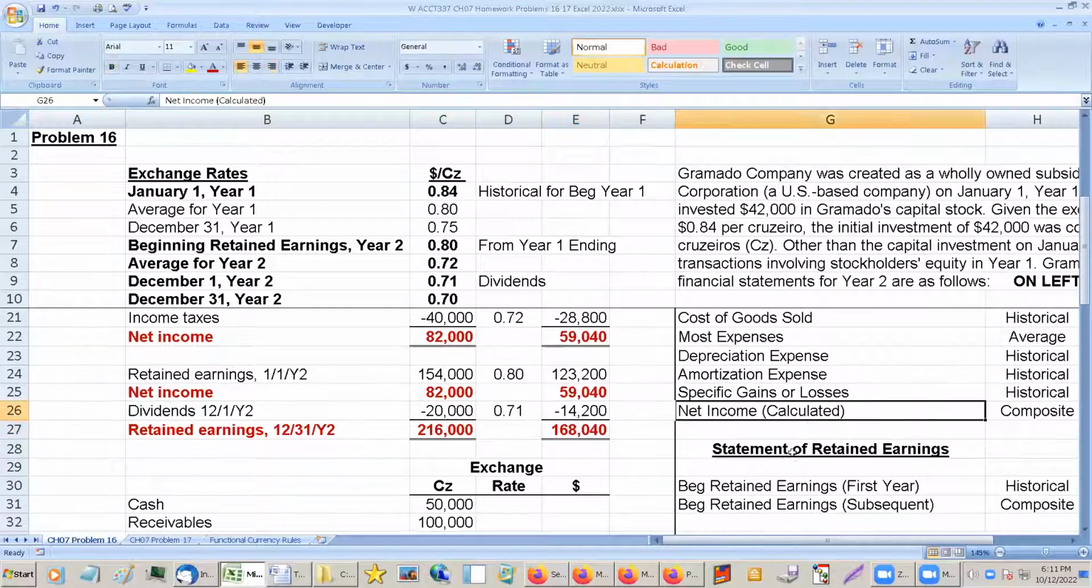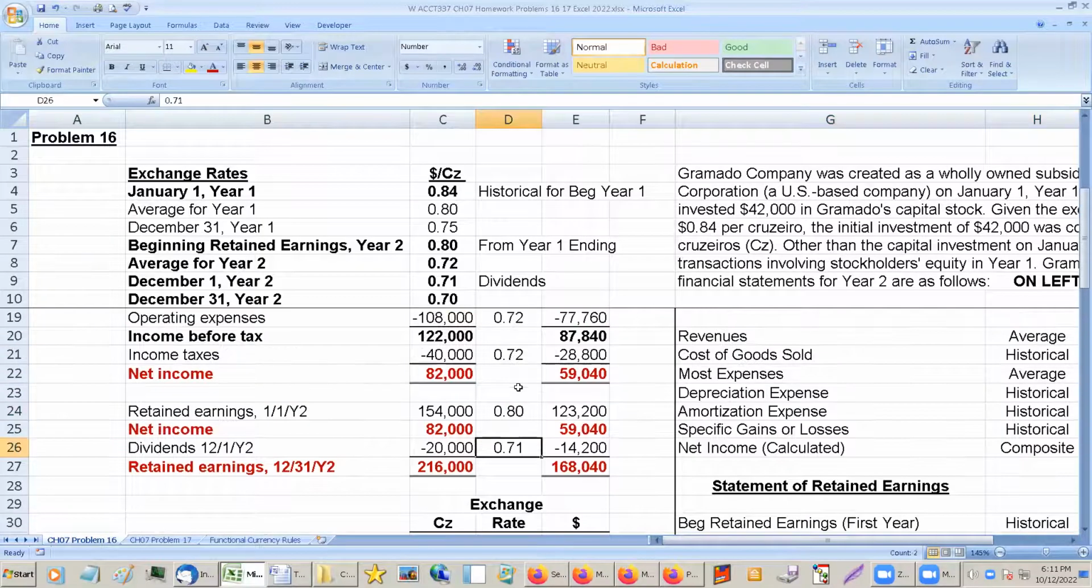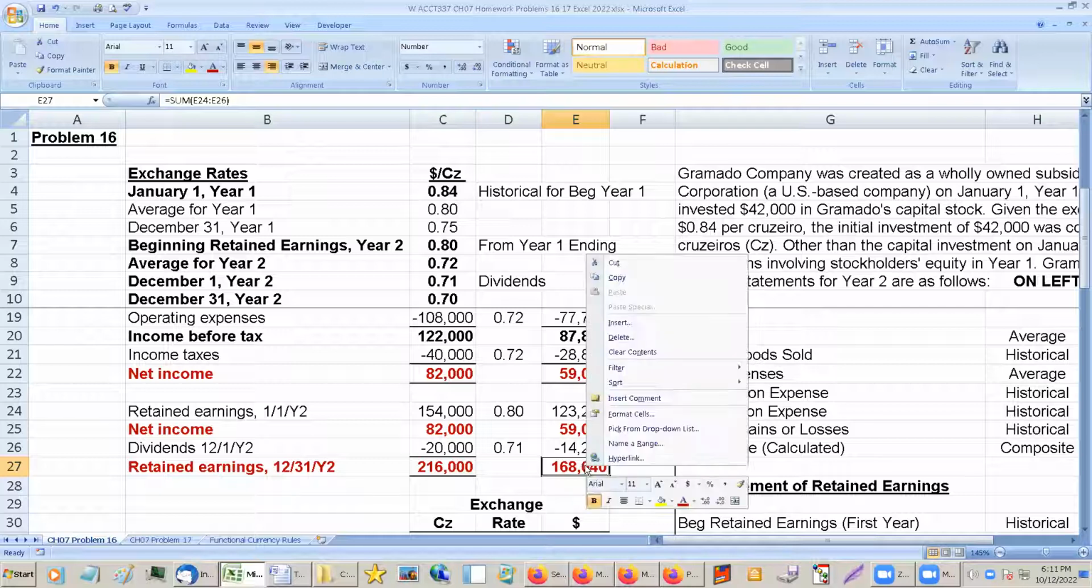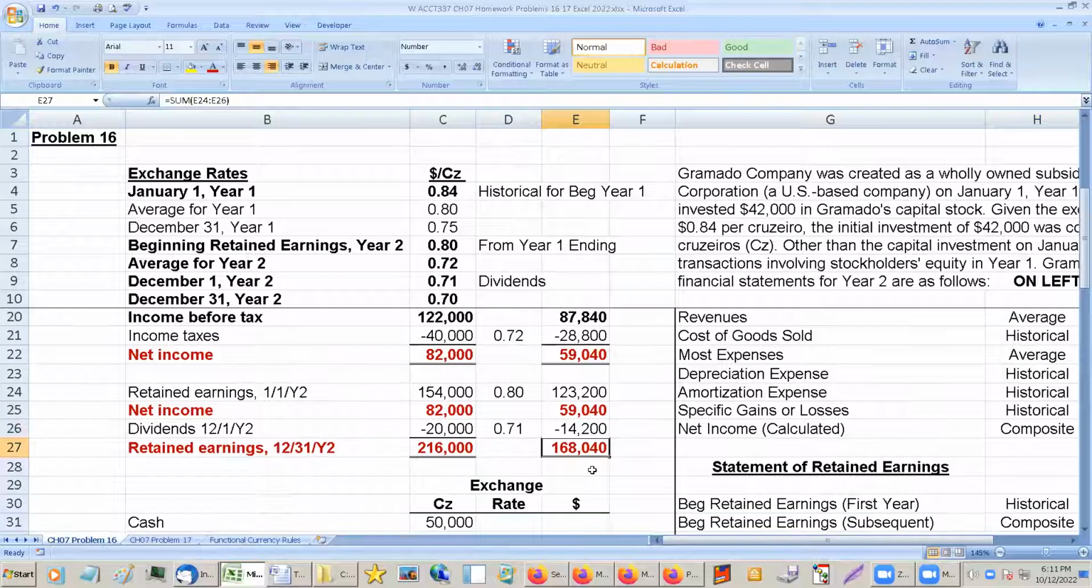And by the way, when you look over here and you see a composite, well, that's because it has more than one rate in it. So composite actually isn't a rate by itself, but the outcome of a number of different rates. So when you see composite, you start looking around for a composite rate. It's not there.